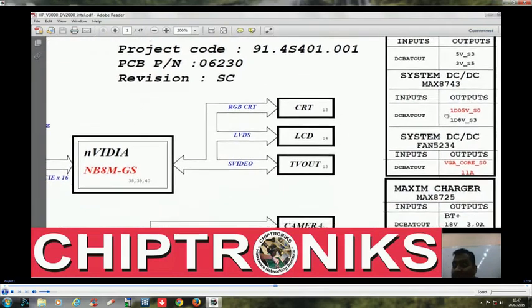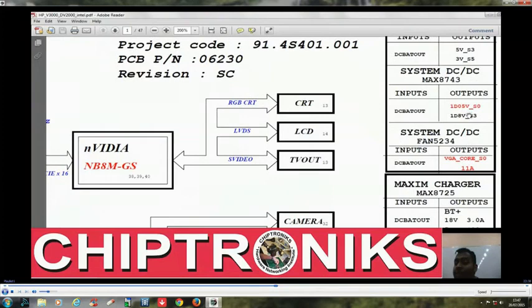You have this MAX8743. This is a 1.05 volt and 1.8 volt regulator IC. This is 2-in-1. It is generating 2 outputs with 1 input. So anywhere you are getting 1.05 volt, it would ultimately be coming from this IC. So we must not get confused.